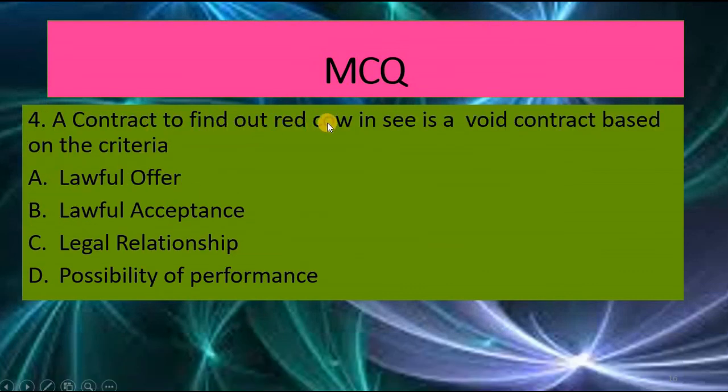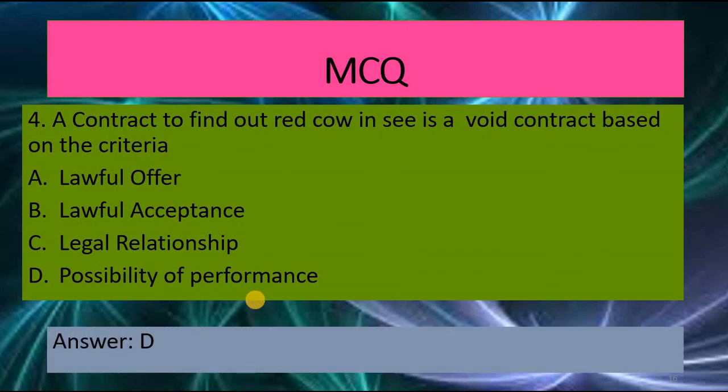A contract to find out a red cow in the sea is a void contract based on the criteria: lawful offer, lawful acceptance, legal relationship, or possibility of performance. I hope you guessed the answer. The answer is D, possibility of performance. It's highly difficult, or it's not possible to find a red cow in the sea. So for that reason, it cannot be considered as a valid contract based on the possibility of performance criteria. It's not possible to perform or complete the contract.